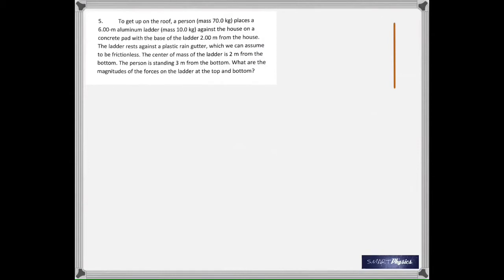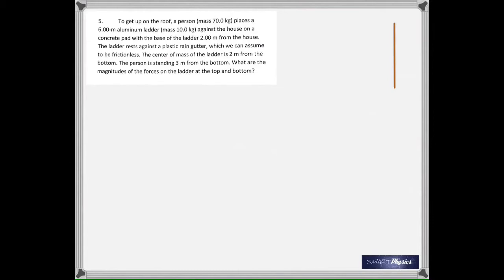Okay, read the question. To get up on the roof, a person of 70 kilograms places a 6 meter aluminum ladder, mass of the ladder 10 kilograms, against the house. It's on a concrete pad with the base of the ladder 2 meters from the house. The ladder rests against a plastic rain gutter, which we can assume to be frictionless.